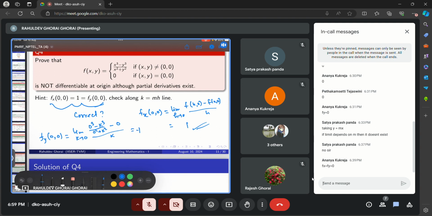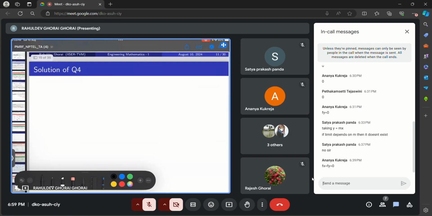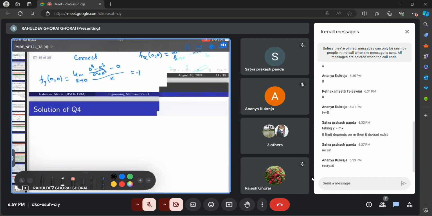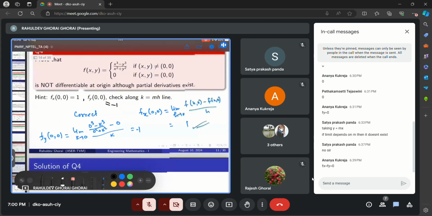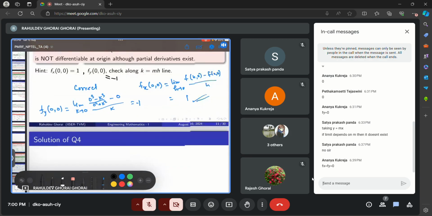So this one is 1. I'll just correct it here itself. So this is equal to -1. fx at 0 0 is 1, fy at 0 0 is -1. That we got. Now we will proceed to differentiability. You will see different types of questions in the coming ones, but now we'll do this differentiability question again.